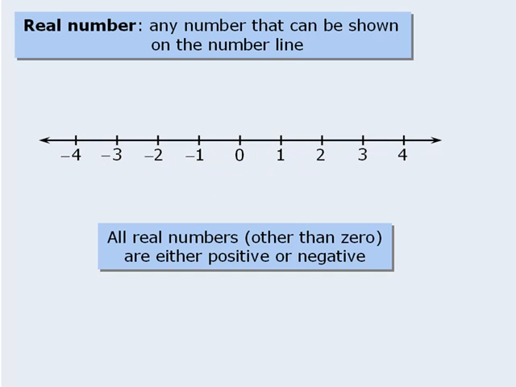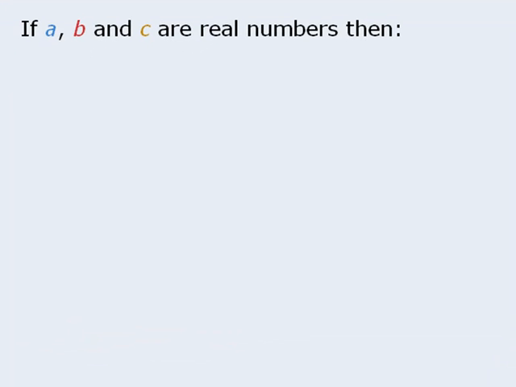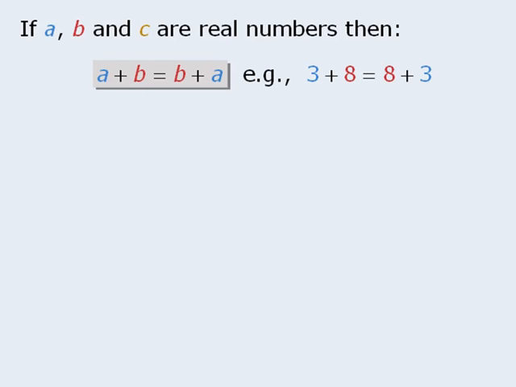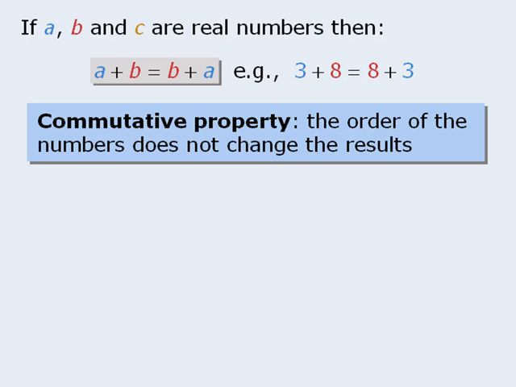Alright, let's return to the set of real numbers so we can examine some of their properties. To set up these properties, let's say that a, b, and c are real numbers. If this is the case, then our first property is a plus b must equal b plus a for all real numbers. In other words, when it comes to adding numbers, we can reverse the order of the numbers and the sum will remain the same. For example, 3 plus 8 gives us the same sum as 8 plus 3. We call this property the commutative property, but you don't need to memorize this for the GRE.